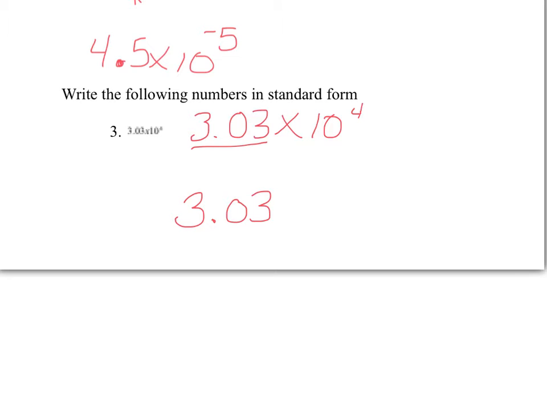Now if I have a positive exponent, I'm going to go to the right. If my exponent is negative, I'm going to move to the left. So I'm going to move 4 places to the right because my 4 is positive. 1, 2, 3, 4. Any of the open spots, that's where I'm going to plug zeros in.